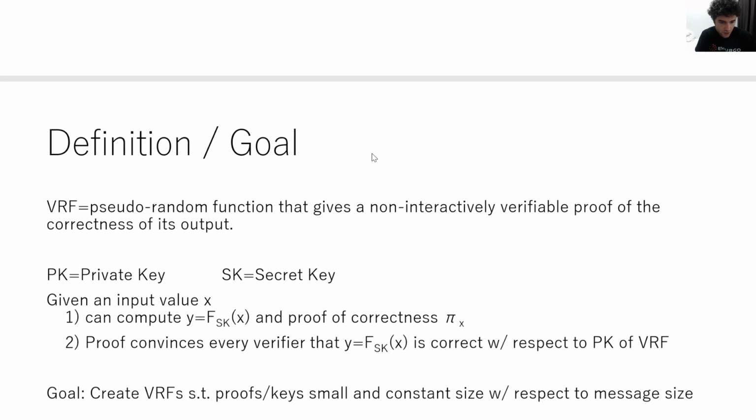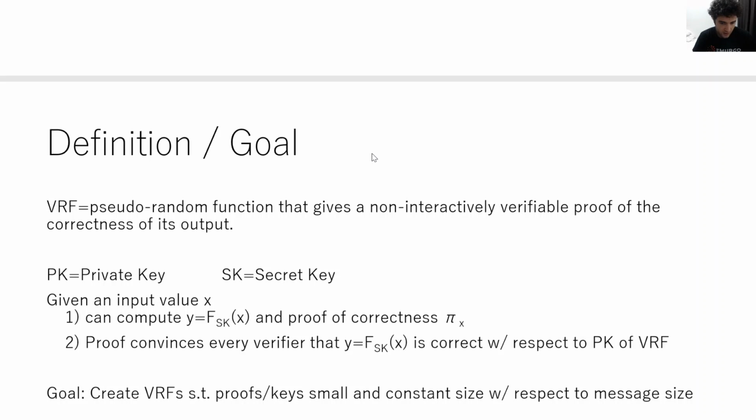Okay, so what is a VRF more concretely? Well, a VRF is a pseudo-random function that gives a non-interactively verifiable proof of the correctness of its output. So what does that mean exactly? Well, by pseudo-random we mean that if I give you the input 3, and then I give you the input 5, and I give you the input 7, and so on, the output always seems random. It doesn't seem like there's any pattern that comes out, right? And that's kind of loosely what we mean by pseudo-random function.